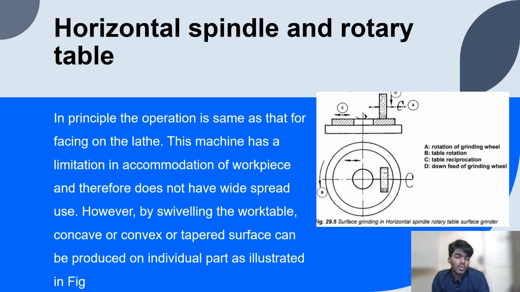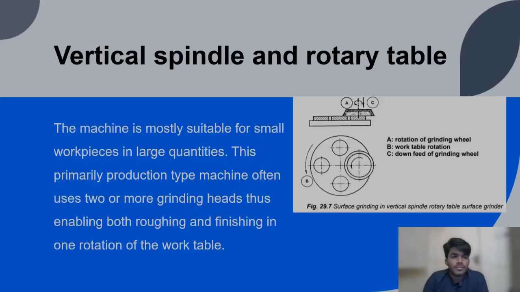Now let's come to the horizontal spindle and rotary table. The principle of operation is the same as that of facing on a lathe. This type of surface grinding machine is used to grind round or thin workpieces and can also be used to tilt the work table to grind angular workpieces or jobs. So basically it's used to create concave, convex or tapered surfaces.